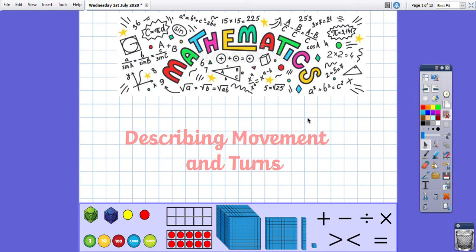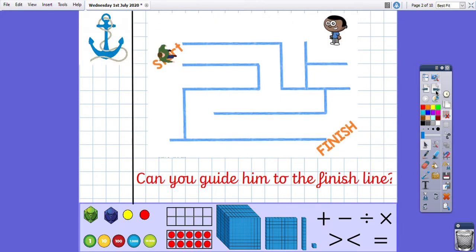And today we are describing movement and turns. So everything we have learnt in the last 2 days, we're putting together and learning about it today. So, can you guide the man to the finish line? Let's go. Let's see if we can do it.